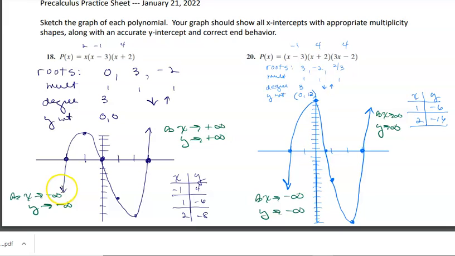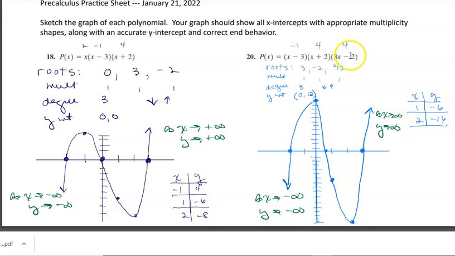Here's your shape. Since it's a cubic, it's an odd function, and since this is a positive leading coefficient, the direction is down up, and this is how you would actually write your end behavior. Okay, going on to 20.